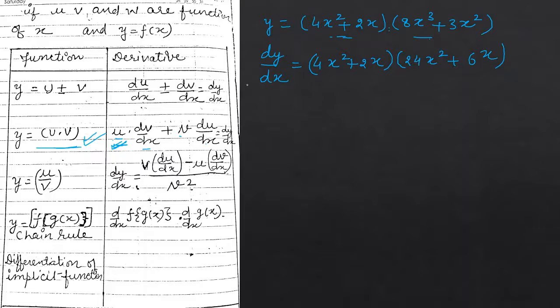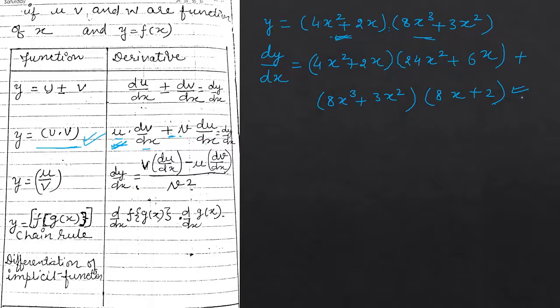Right? And now we will put a plus sign, plus we will put the second function as it is, 8x³ + 3x², and now we will find the derivative of this first function. 4 into 2, 8x plus 2. So this is the answer. This is the first derivative of this function, right?